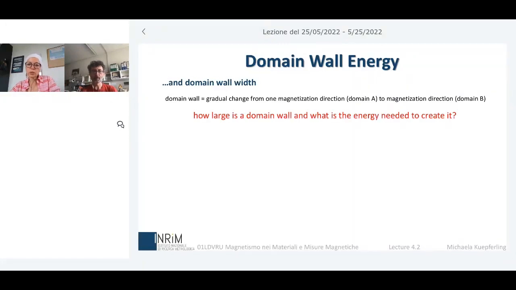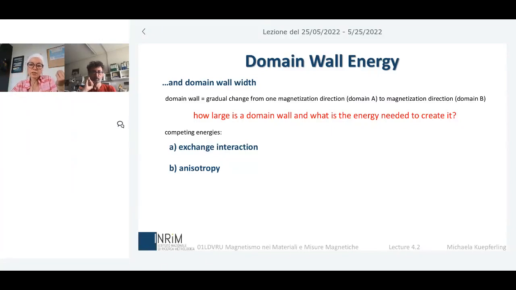So in order to calculate domain wall energy, what do we need? Of course, we have again to make some energy balance between competing energies. And the competing energies in the most simple case that we have to consider are the exchange interaction. So let's consider localized spin magnetic moments that interact by exchange. So they want to be parallel.